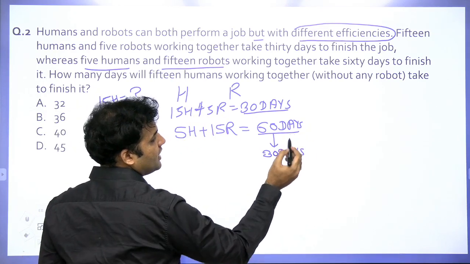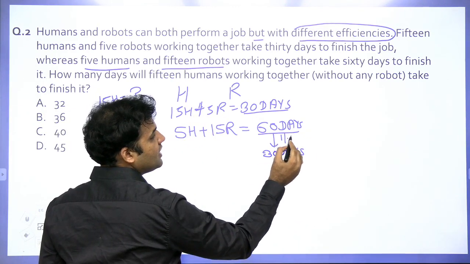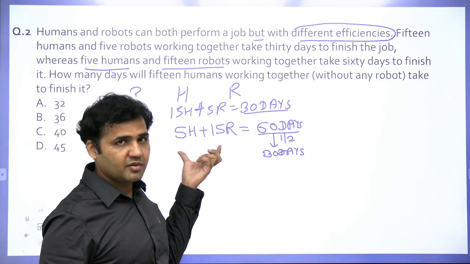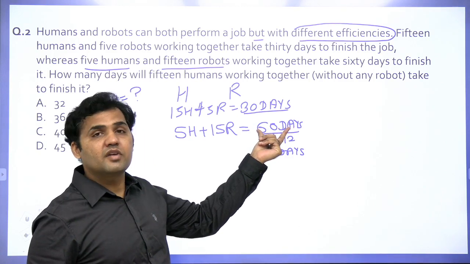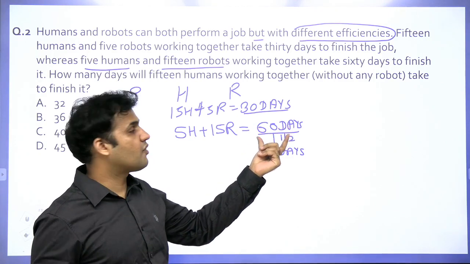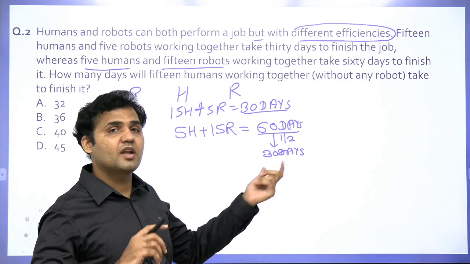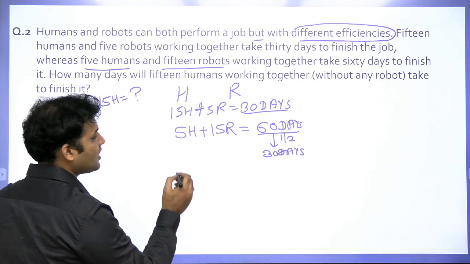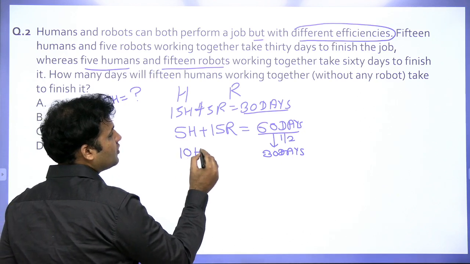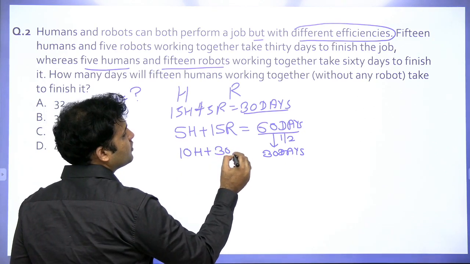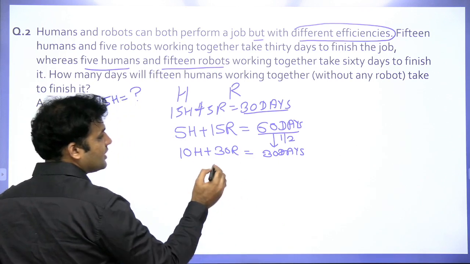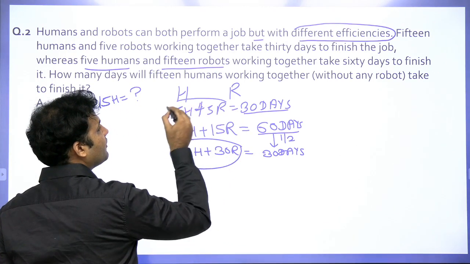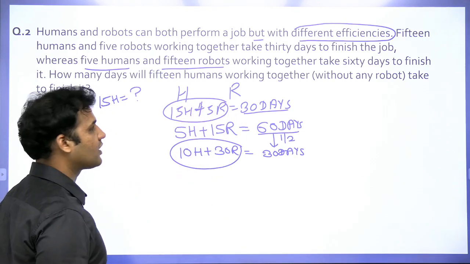So if this 60 days needs to get reduced to 30 days, that means you want to make it half, so you will have to increase the labor. Something which is getting finished in 60 days needs to now finish in 30 days. That means you will require double the labor which was working over here. So now you will require 10 humans and 30 robots to do the work. Now see this, 10 humans and 30 robots can do the work in 30 days, and 15 humans and 5 robots are also doing the work in 30 days.